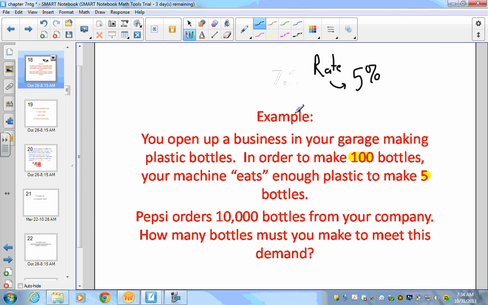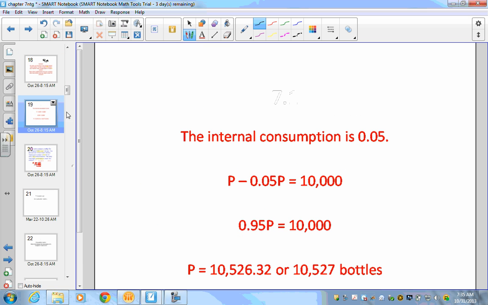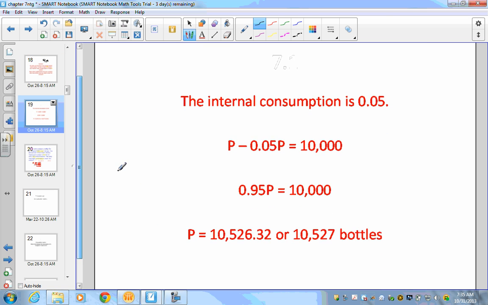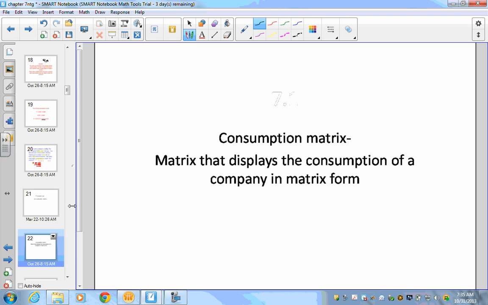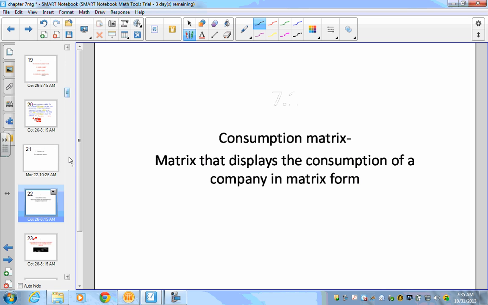All right. If you want to solve this problem, feel free to do so. Go ahead and pause the video right now. Okay, hopefully you already did it, and the answer was 10,527 bottles, so hopefully you got that right. All right, so let's go into a consumption matrix. A consumption matrix is a matrix that displays the consumption of a company in a matrix format. Pretty simple. So what's it talking about?